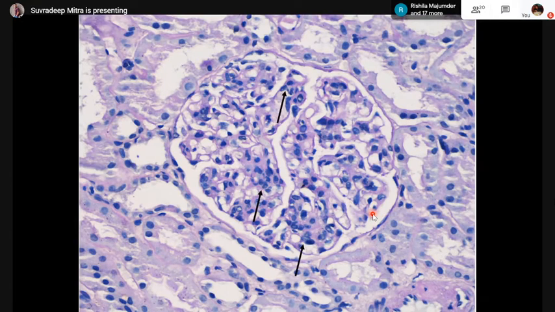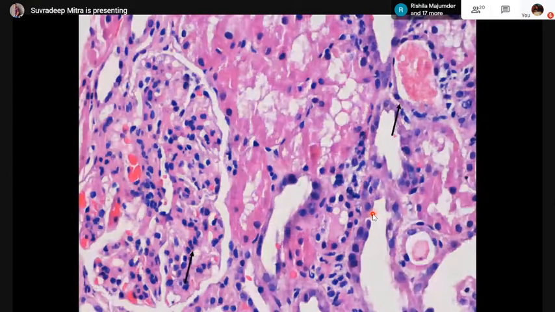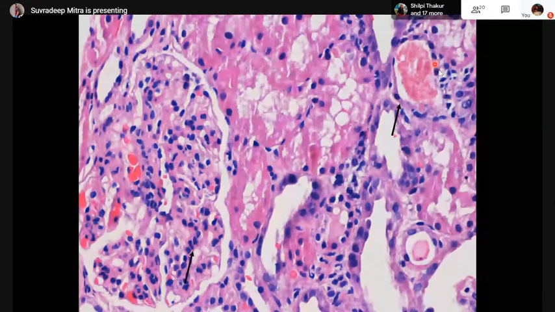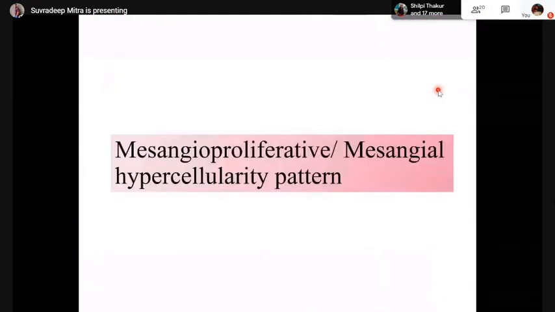I have tried to show you the mesangial hypercellularity. Here also you tend to see pigment casts inside the tubule. So again, the evidence that RBCs are being excreted. This is a very clear-cut evidence in the biopsy. Obviously, with this kind of pattern, we diagnose it as a mesangioproliferative or mesangial hypercellularity pattern.